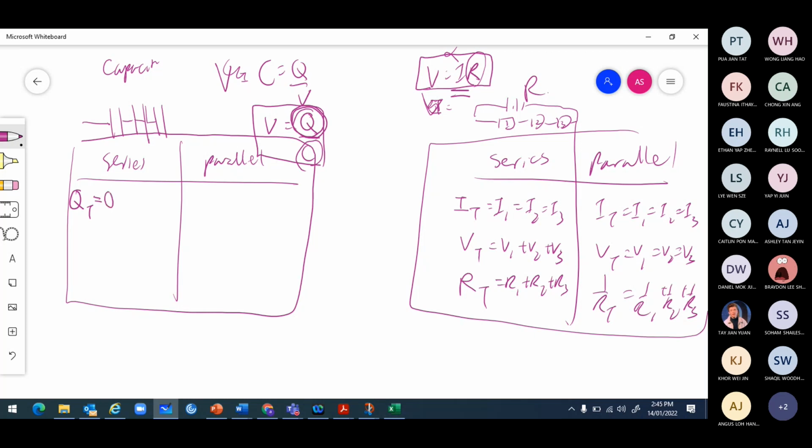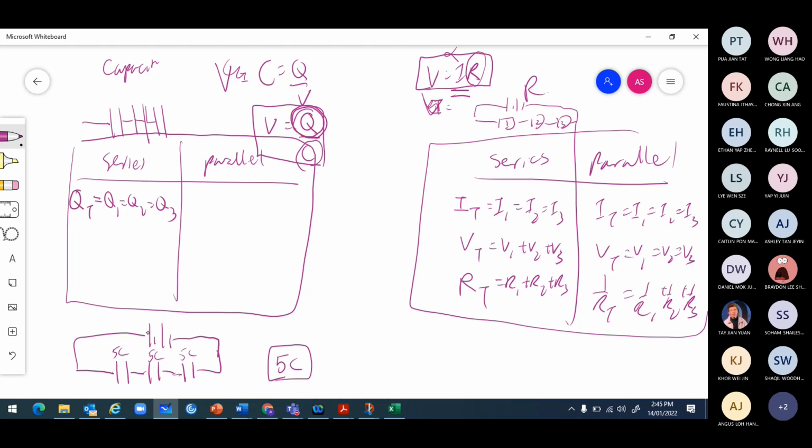So in series, Q1 equals Q2 equals Q3. The charge stored in capacitors in series is the same. For example, let's say the first capacitor stores 5 coulomb of charge. So all capacitors will store 5 coulomb of charge. But the total charge stored in this circuit is still 5 coulomb, not 15 coulomb. Why still 5 coulomb?